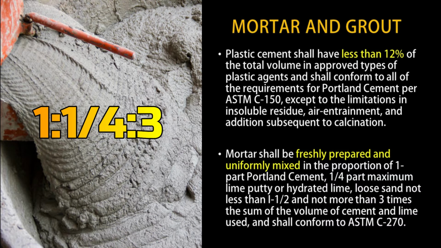Mortar shall be freshly prepared and uniformly mixed in the proportion of 1 part Portland cement, 1/4 part maximum lime putty, and loose sand not less than 1 1/2 and not more than 3 times the sum of the volume of the cement and lime used.